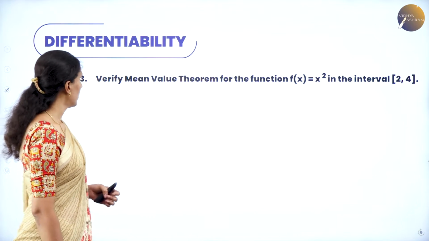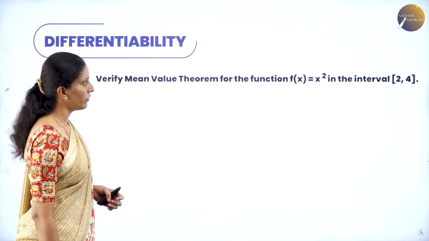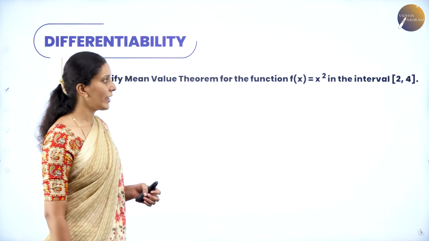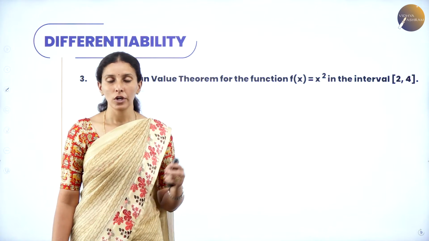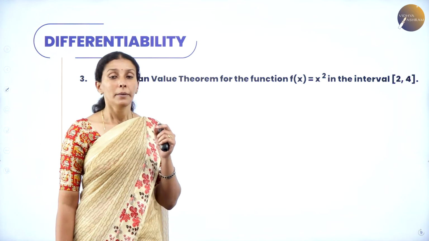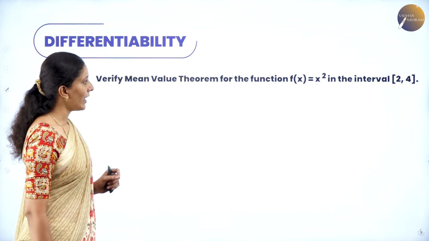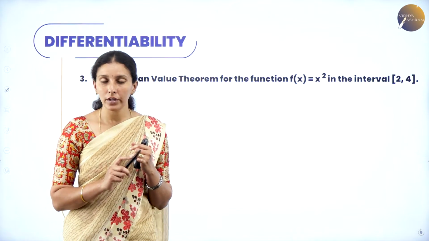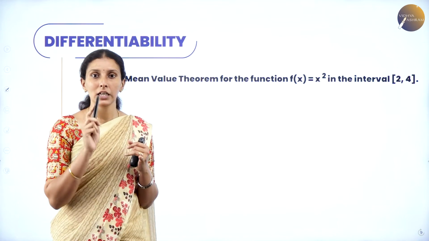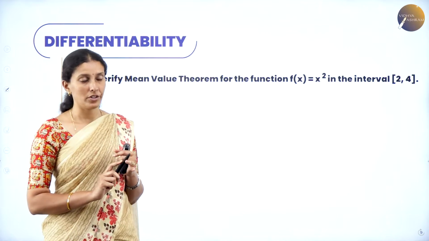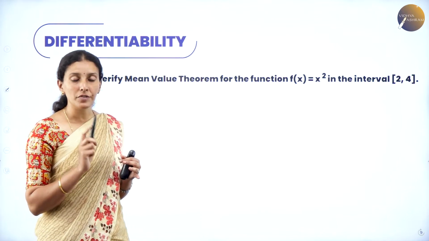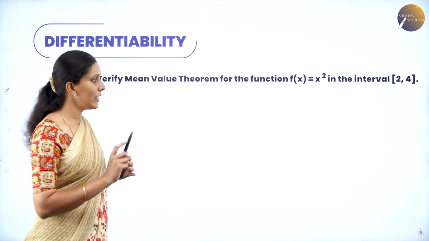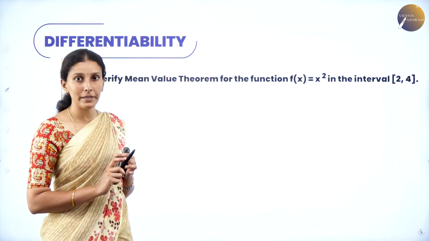Next question. Verify mean value theorem for the function f of x is equal to x square in the interval 2 comma 4. So here we have to verify the mean value theorem. So again, to verify the mean value theorem, the function must be continuous, the function must be differentiable and f dash of c must be equal to f of b minus f of a divided by b minus a.